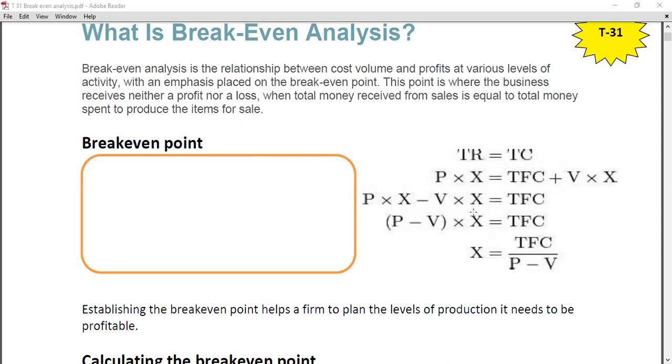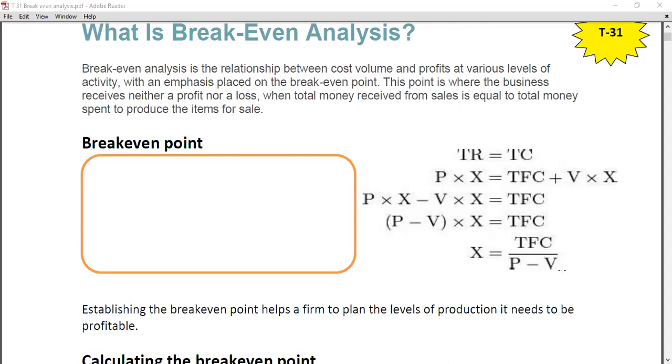So I can divide both sides by price minus variable cost. That gives X equals total fixed cost divided by price minus variable cost. The quantity equals total fixed cost over unit selling price minus unit variable cost. This is the most important calculation, the proof, the technical analysis of how the break-even formula is generated.